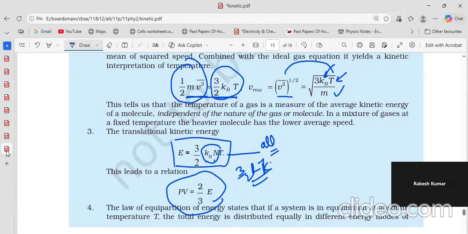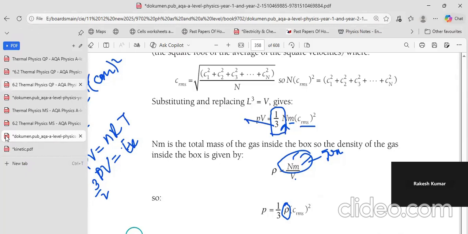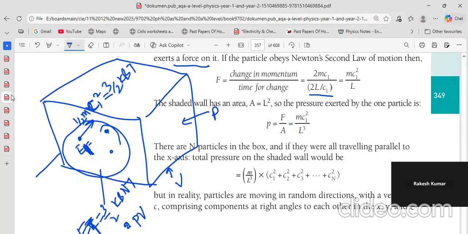PV is 2 by 3 E. Now, why did this 3 come? Because this 3 has come here, so 3 will go here. So remember, this 3 by 2 PV is equal to energy. Effectively, you are going to remember that 3 by 2 PV is equal to all these energies together, connected to this. That's how the temperature and PV are connected to nRT. This nR and this are all connected. That's how this 3 by 2 comes.